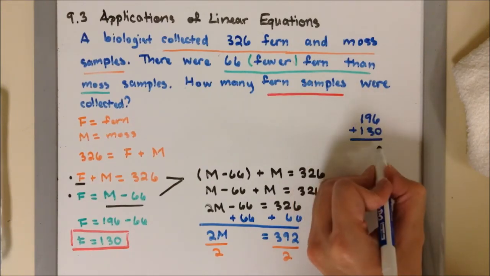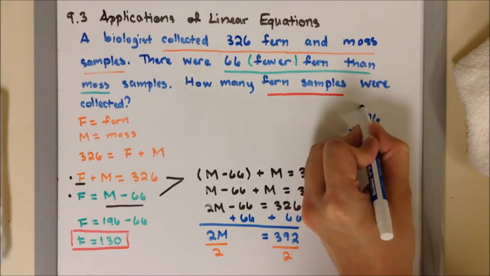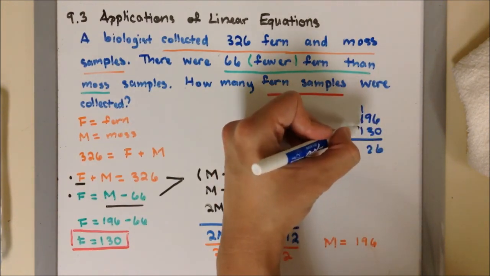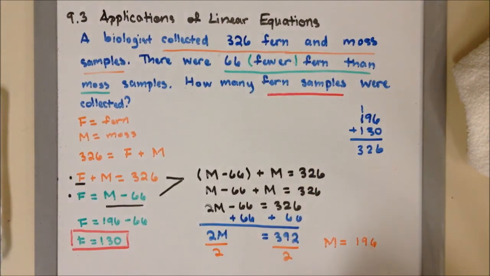6 plus 0 is 6. 9 plus 3 is 12. Carry the 1. 1 plus 1 plus 1 is 3. So 326. We got the right amount. So we found the right amount for moss, and we found the right amount for fern. And our final answer is there were 130 fern, or F equals 130.